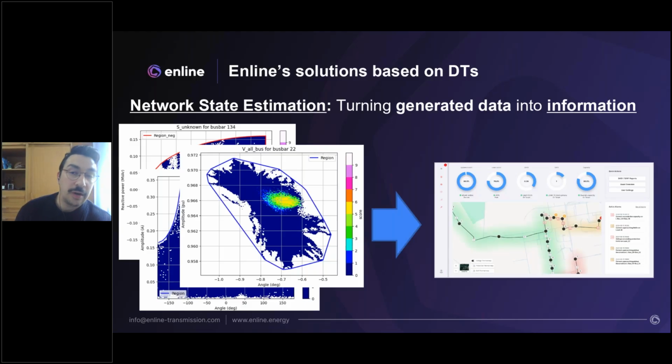Now comes the other part of the problem, which is: I have the model, I have the data. How do I organize the data and give it in a digestible way for the operator to work with? And this is more or less how our network state estimation system works. So now, remember, we have the DLR, we have the thermal behavior, now we have the electrical behavior. We digest this and give this information in the form of dashboards to the operator, so they can really tackle the problem with a better, enhanced view.